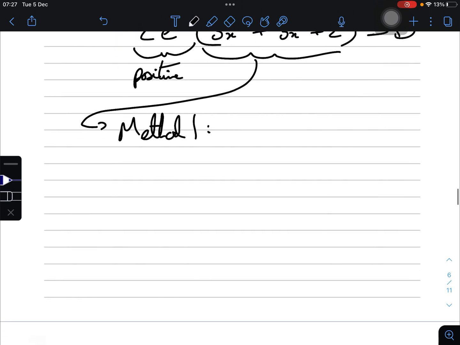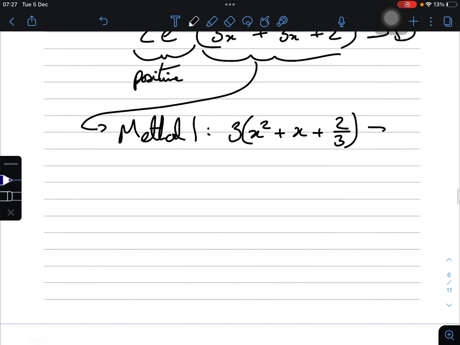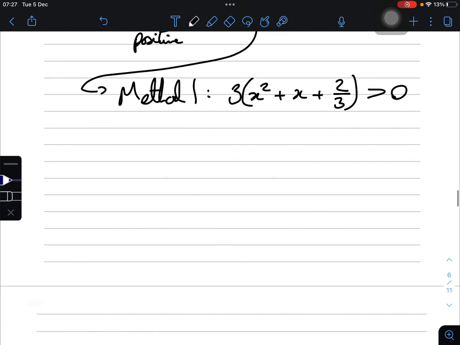So if I do method 1 here, we're going to try and complete the square. We've got our 3's in here, so let's take our 3 outside: 3(x squared plus x plus 2 over 3) is greater than 0. We don't really need to worry about our 3 at this stage. If we show the inside bit's greater than or equal to 0, then we're okay. So I'm just going to get rid of it.